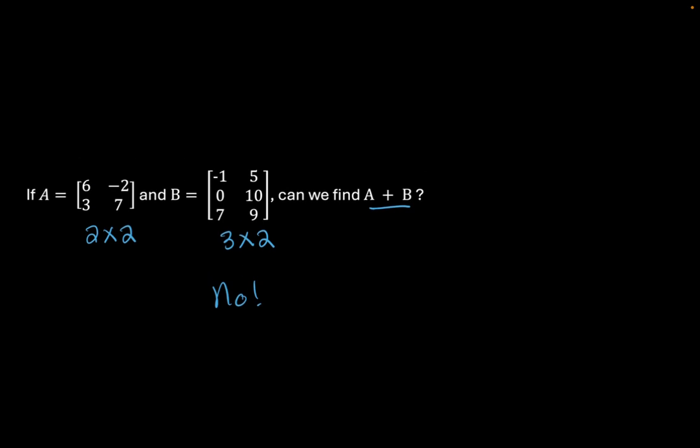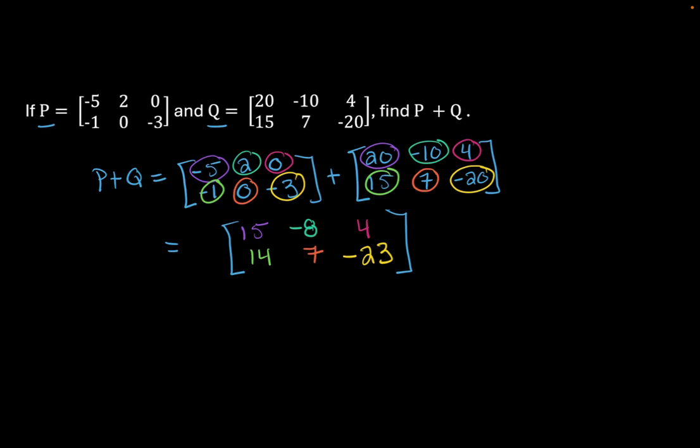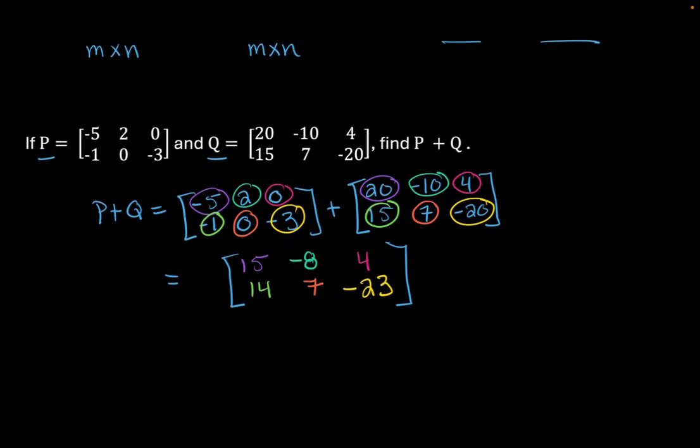If you're going to add two matrices together, they must have the same dimensions. Like P and Q were both 2 by 3 matrices, and that's why we could add them together, because every element in P had a corresponding element in Q that we could add to it.